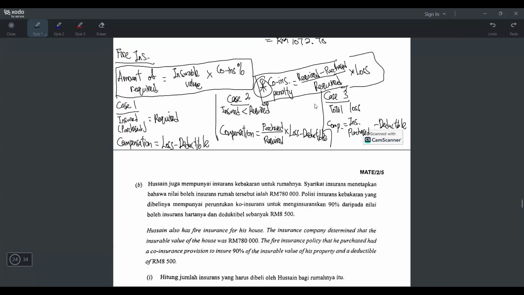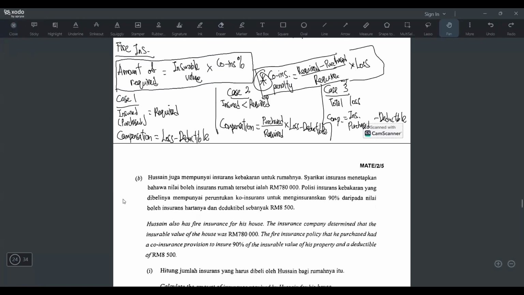They didn't ask this often, but it's important to know also. So the penalty formula is like this: take the required value minus the amount purchased, divide by required, times loss. In other words, you are just finding the other side of the fraction. For example, if this fraction is 2 over 5, then the other side will be 3 over 5, because 5 minus 2 is 3. And then times the loss. The deductible, no need. So yeah, you're just getting the other side of the fraction.